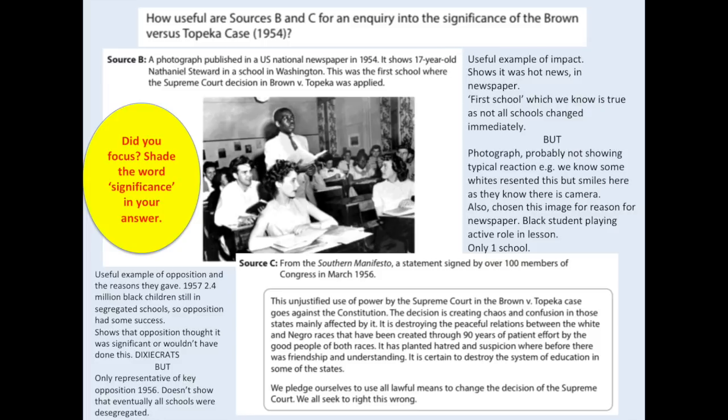And finally, did you focus on the question? You might have noticed I've used the word significant a lot in me talking to you about this. I've given you a little challenge on there. Focus on significance in your answer. Can you shade it a number of times? If you haven't, you might not have 100% focused on the question. Hopefully, you've written about the usefulness of source B and its limitations, the usefulness of source C and its limitations, referred to the word significance, and referred to specific own knowledge to help you to decide how useful sources B and C are.